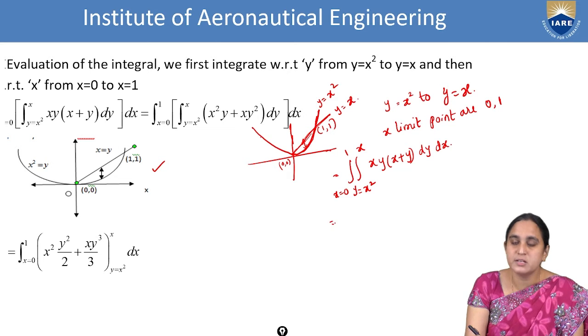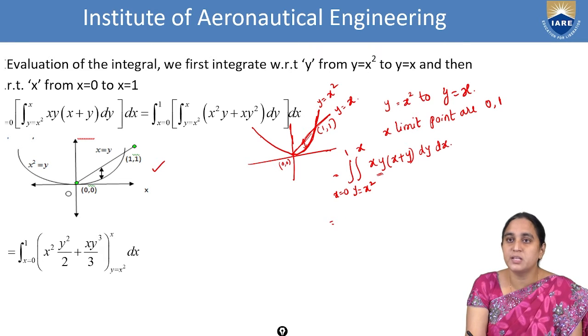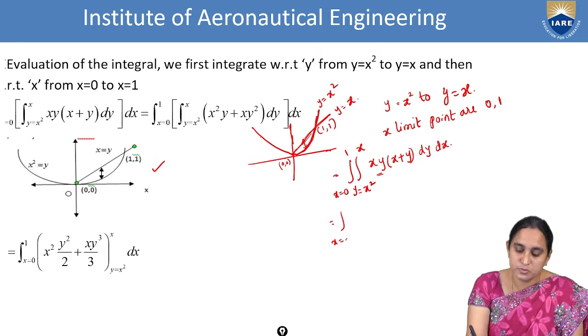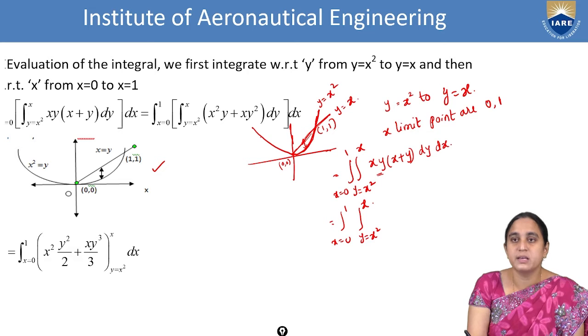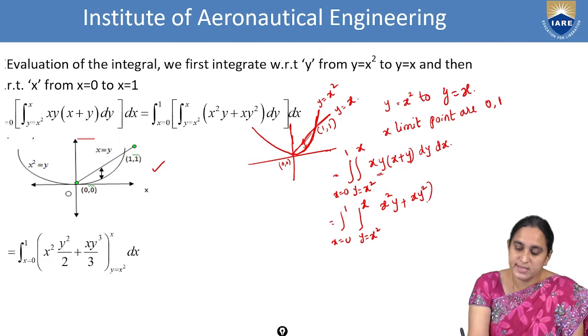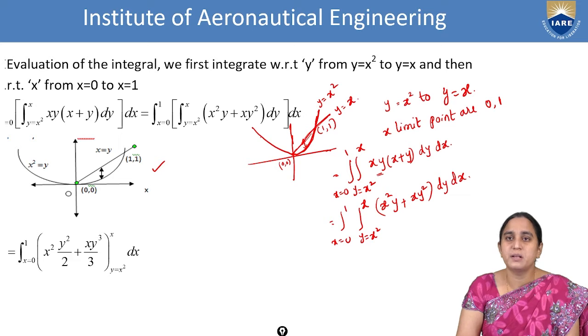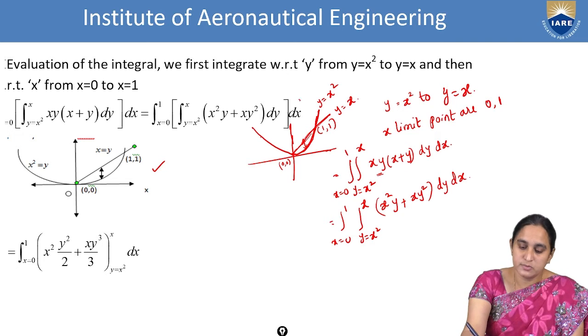From that, first integrate with respect to y. First I'll multiply inside the bracket with xy, with x from 0 to 1 and y from x² to x, that is the integral of (x²y + xy²) dy dx. Now integrate first with respect to y.